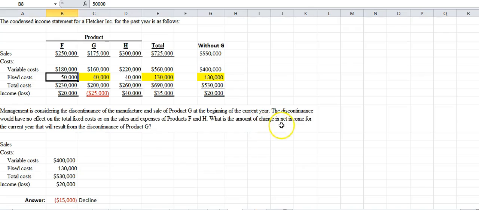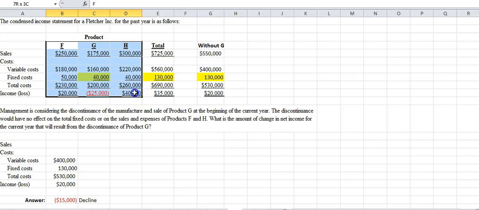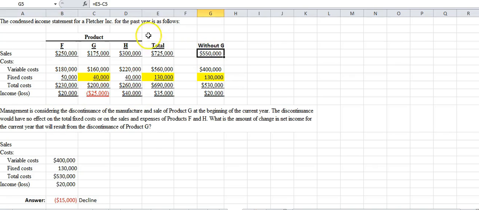What is the amount of the change in net income for the current year that will result if you get rid of product G? Okay, so this is my total under this scenario, right? So let's see what happens if I get rid of product G. 75 minus 175 in revenues. I'll have 550 in revenues, right? It's this one plus this one. I got rid of this one. 560 minus 160, I have 400,000 in variable cost, which is this plus this. I got rid of that variable cost because variable cost will go away with the product.